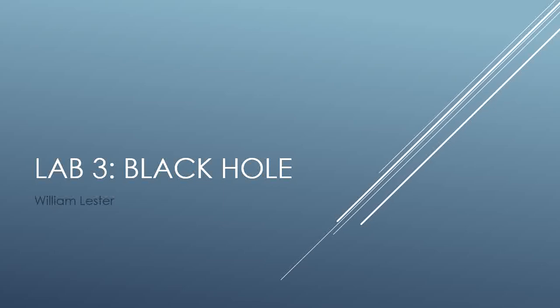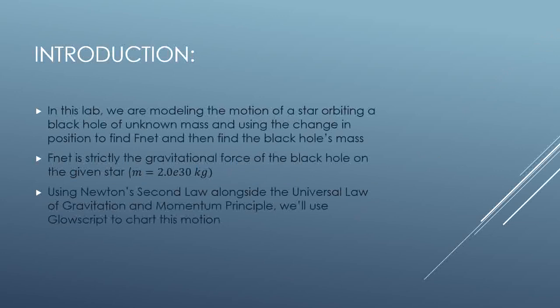This is lab 3 covering black holes for physics 2211. So in this lab, we're going to be modeling the motion of a star that's orbiting a black hole with an unknown mass, and by using the change in position, we're going to find the F net of that star, and then in order to find the black hole's mass.